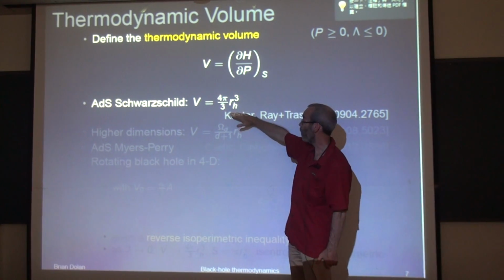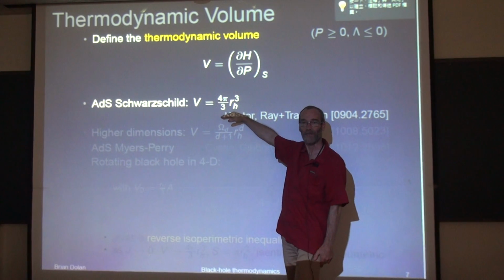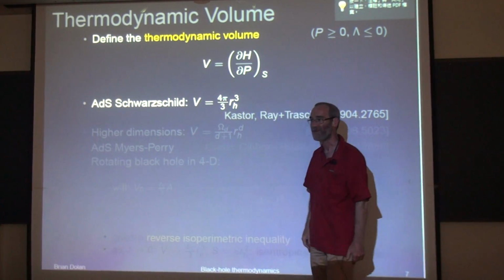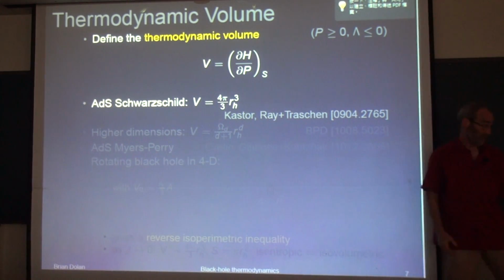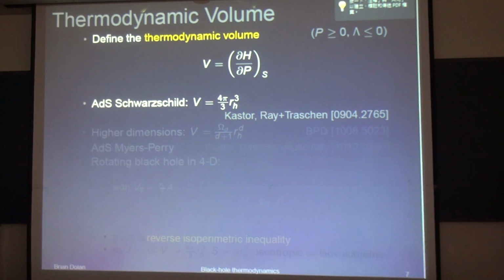And I have no idea why it looks like the volume of a sphere including space when you work it out for a Schwarzschild black hole, but it does. And this can be generalized.